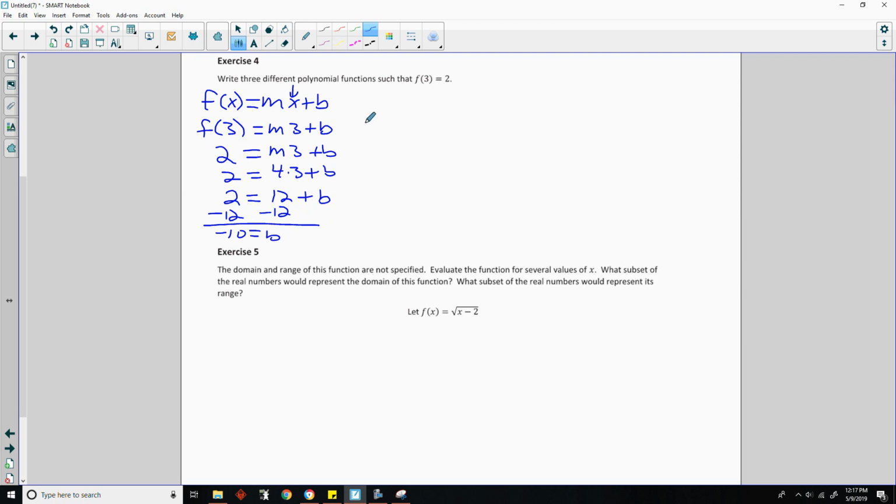Okay, so finally I have the equation. I would say f of x equals, and my m was 4, so it would be 4x, and my b was negative 10, so minus 10. When I check that, f of 3 would be 4 times 3, which is 12, minus 10, which does equal 2. Okay? So there is a linear equation.